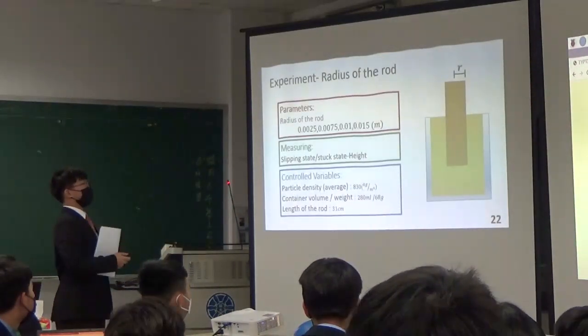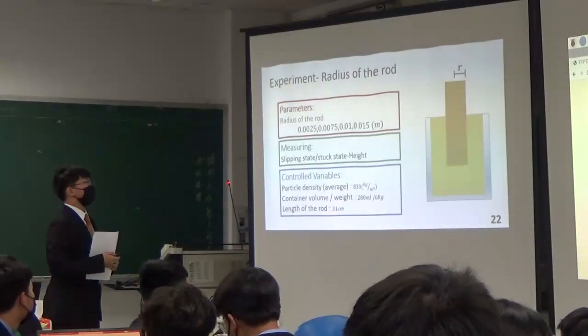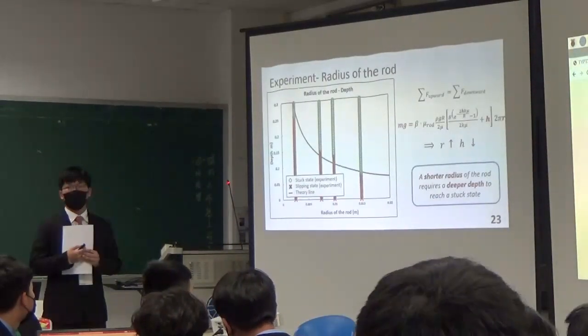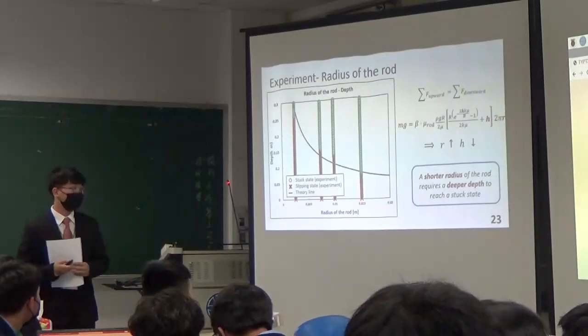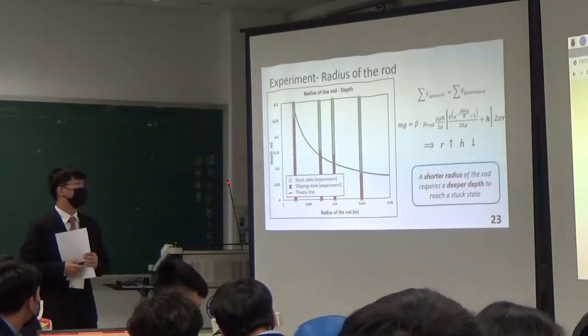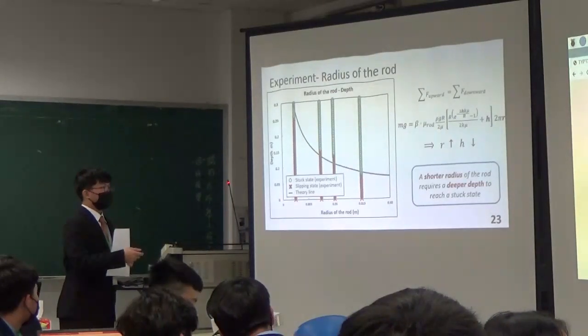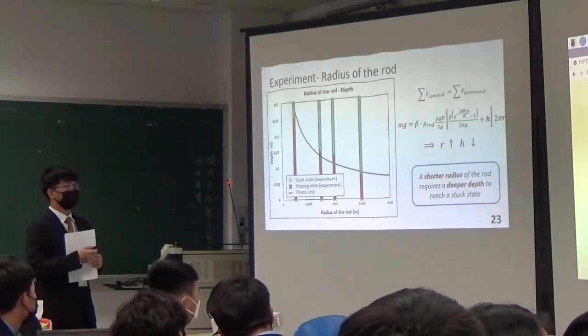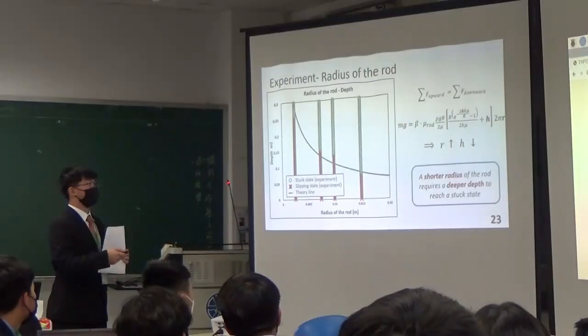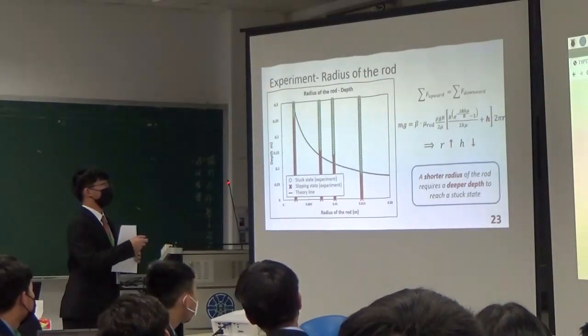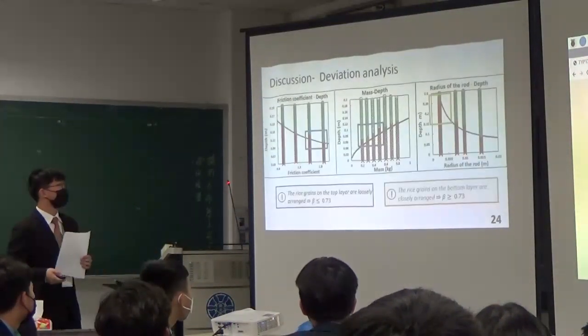And this experiment is about the radius of the rod. As we know, the radius of the rod will affect the contact area between the rod and the particles. So a smaller radius of the rod requires a deeper depth to reach the stuck state, since the friction from the rod is small. So it has a negative correlation with the depth.